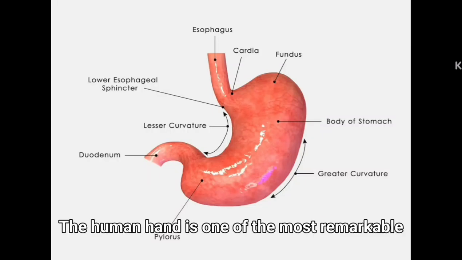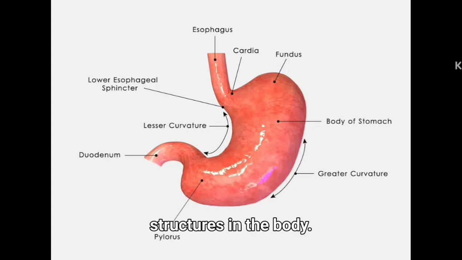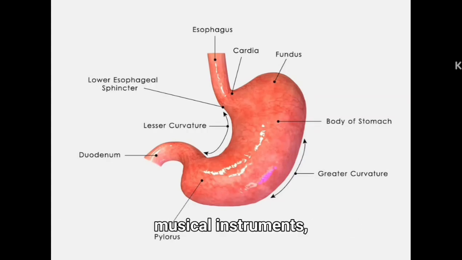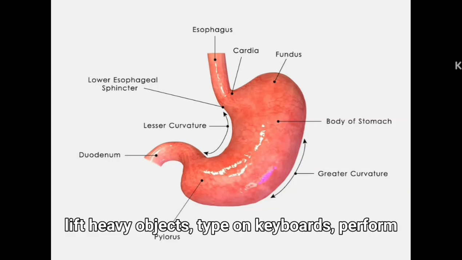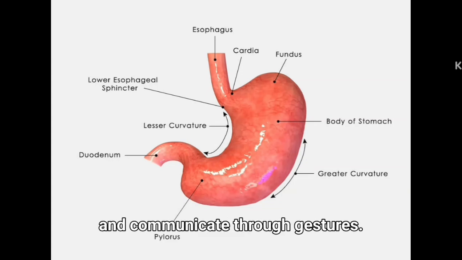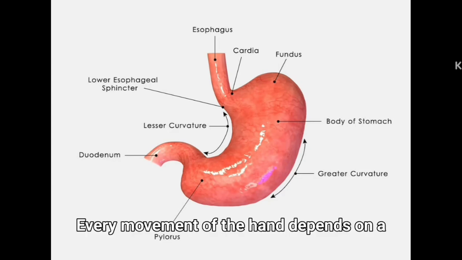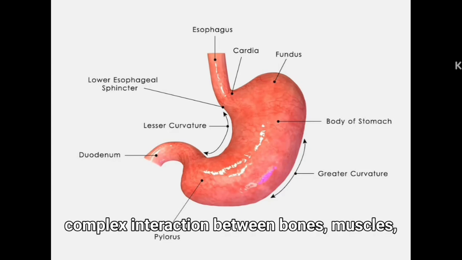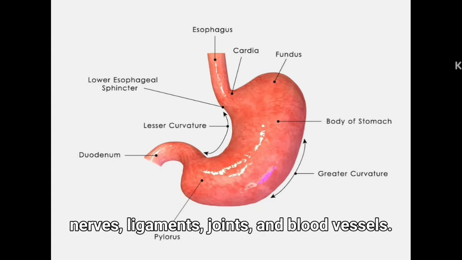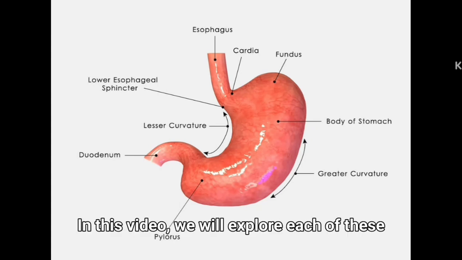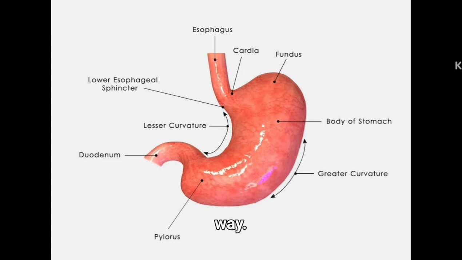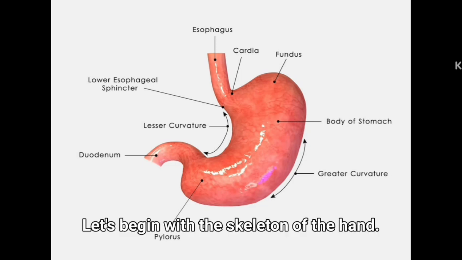The human hand is one of the most remarkable structures in the body. It allows us to write, create art, play musical instruments, lift heavy objects, type on keyboards, perform delicate surgical procedures, and communicate through gestures. Every movement of the hand depends on a complex interaction between bones, muscles, tendons, nerves, ligaments, joints, and blood vessels. In this video, we will explore each of these structures in a simple and easy to understand way. Let's begin with the skeleton of the hand.